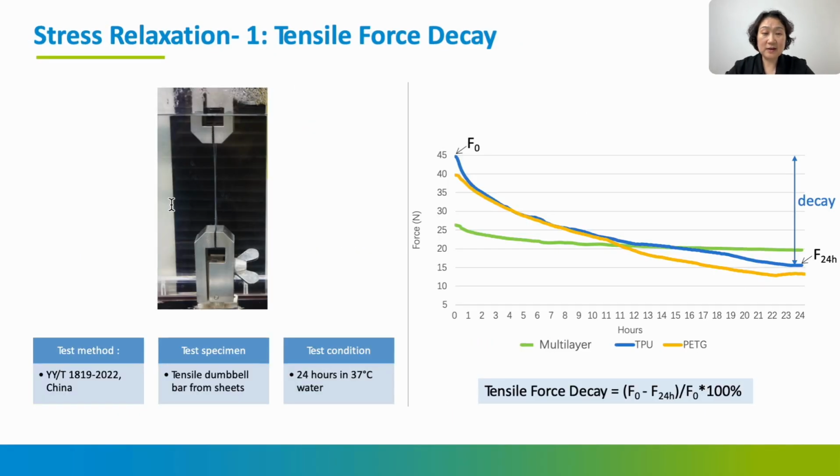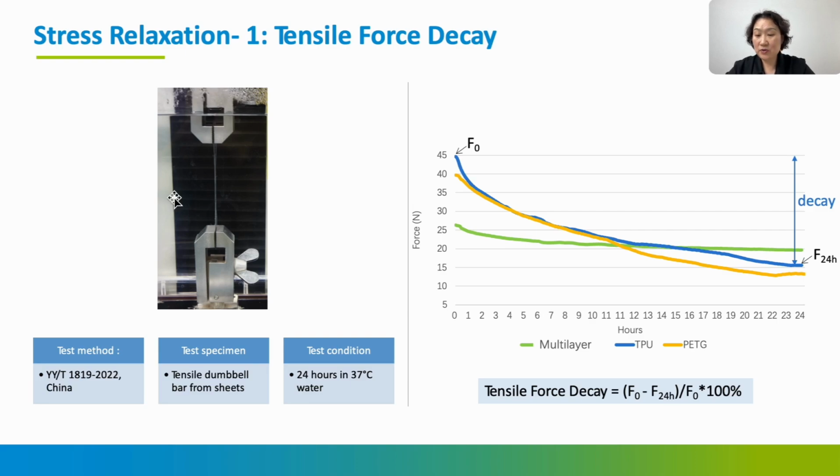In previous slides, I mentioned that stress relaxation of polymer is key for clear aligner therapy. This gives an indication of how much force can be maintained by an aligner to continue moving the teeth. The less decay, the better. This page gives an example of force decay measurement.